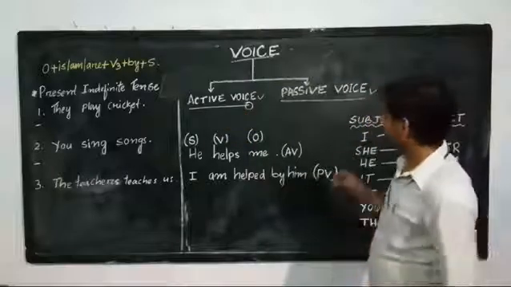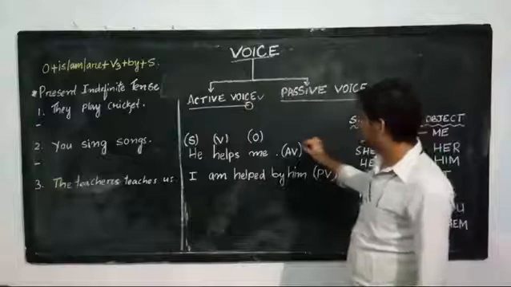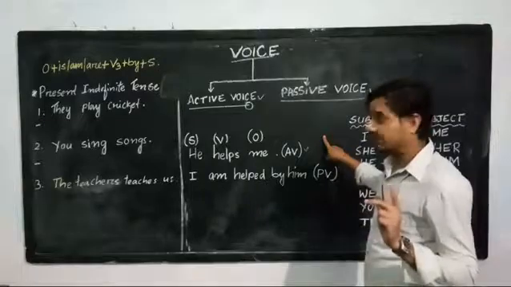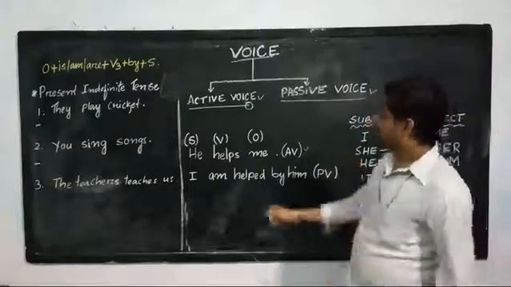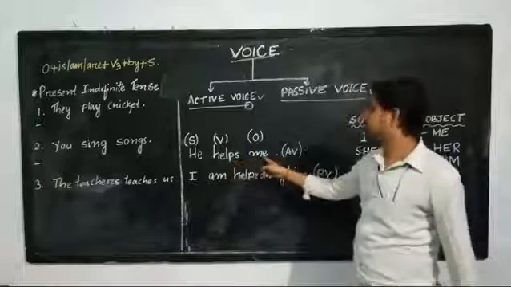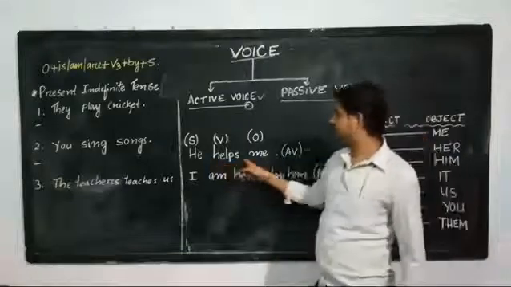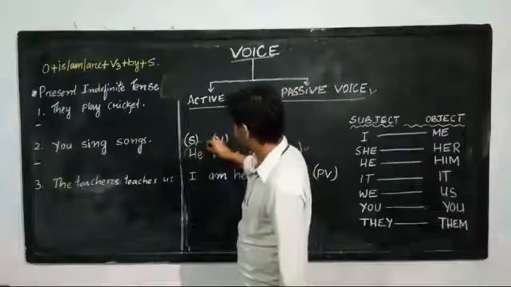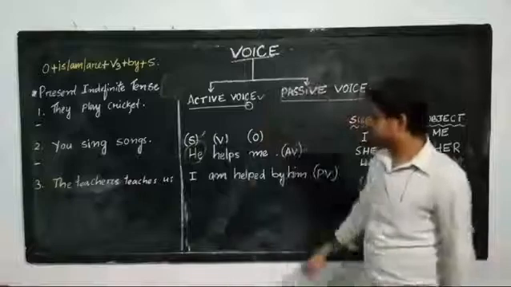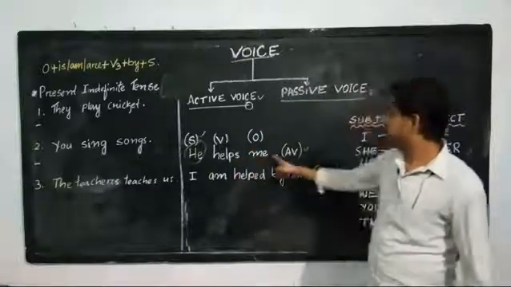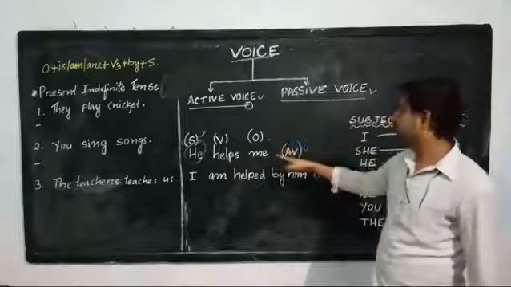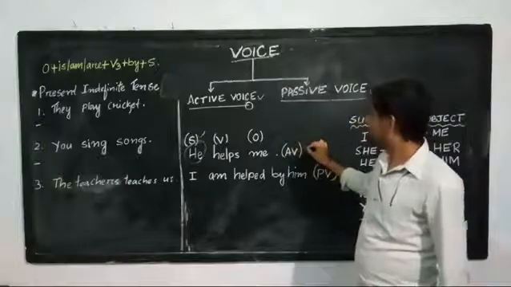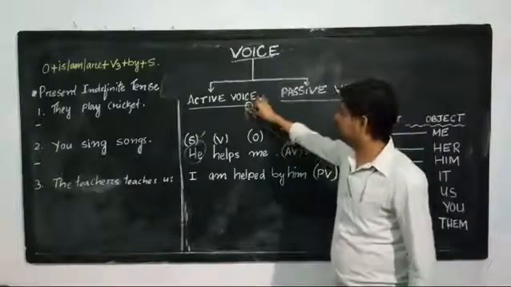With the help of one example of active and passive, it will be clear to you. The example is: He helps me. What is "he" here? He is the subject, helps is the verb, and me is the object. He helps me. And this is in active voice.